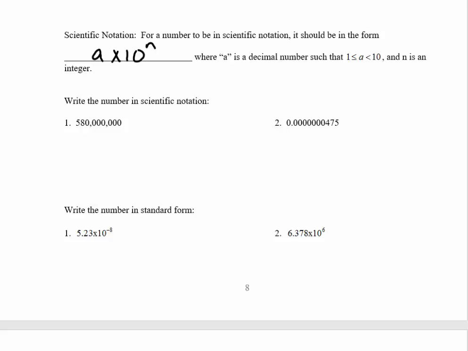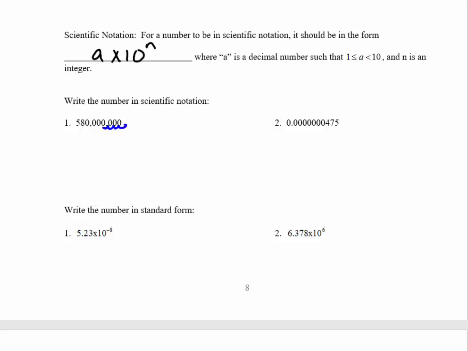So this first problem says write the number in scientific notation. First things first, we got to figure out where is our decimal. It's at the end of our number. And we look to the left, we see lots of numbers to the left. We only need one number to the left of the decimal, in between 1 and 10, again including 1, not including 10. So let's start moving the decimal.